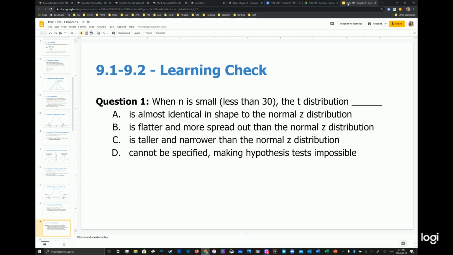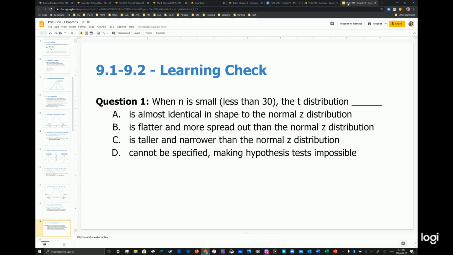You have 4 choices here. A is almost identical in shape to the normal Z distribution. B is flatter or more spread out than the normal Z distribution. C is taller and narrower than the normal Z distribution. Or D, well, can't really say. Therefore, hypothesis test would be impossible.